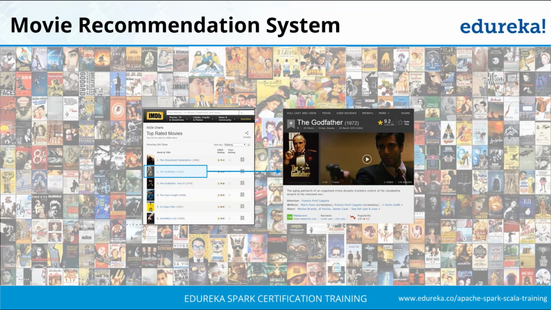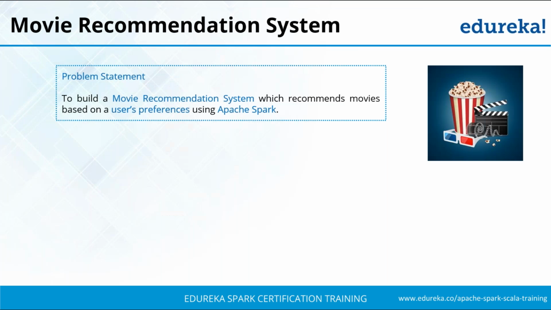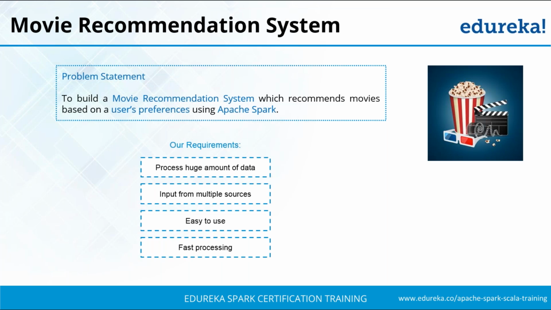We have a very interesting use case now. So what will our requirements be? Definitely we are going to work with a huge data set, because we are not going to take movies for just one year, but for multiple years. We are going to get input from multiple sources. Maybe you can fetch the data from IMDb, from different websites, or from CSV. This data is also publicly available. It should be easy to use and not very complicated.